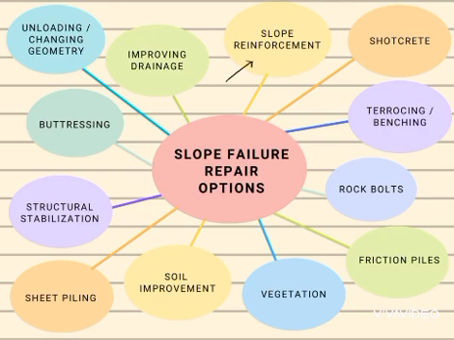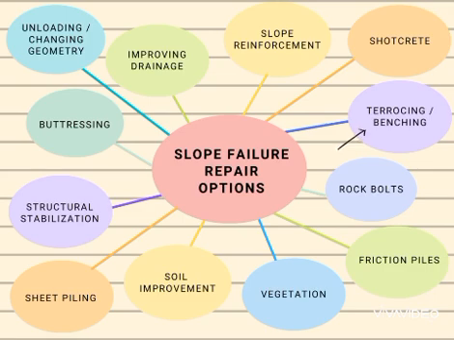The third one is slope reinforcement. It has two types that are geotextile and geogrid. The first one is shotcrete. We use mortar or concrete that is pneumatically injected at high velocities over a grid of rebars.